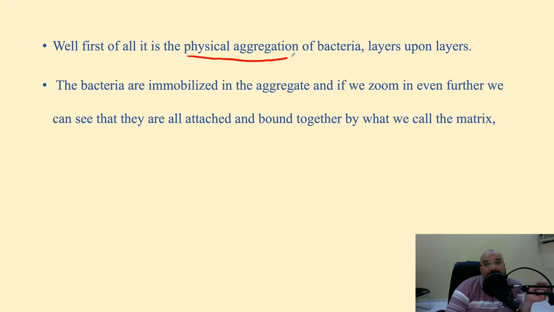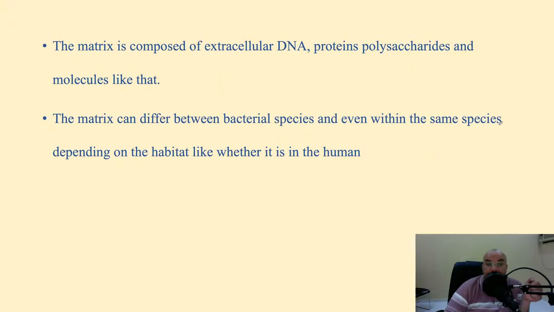There are physical connections between the bacteria, layers upon layers, one layer over the other starting to develop. The bacteria are immobilized. In the biofilm, the bacteria are not mobilized and are aggregated. If we zoom in further, we can see that they are all attached and bound together to create the cellular matrix of the biofilm. This community starts to be developed here.